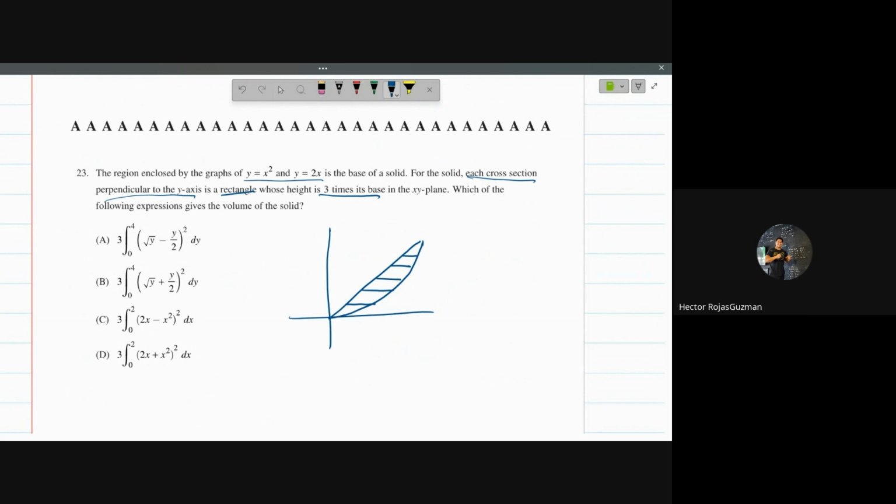Since the cross sections are perpendicular to the y-axis, we have to do an integral from f of a to f of b of the right function minus the left function dy. My right function, which is x squared, becomes the square root of y. My left function, which is 2x, becomes 1/2 y.